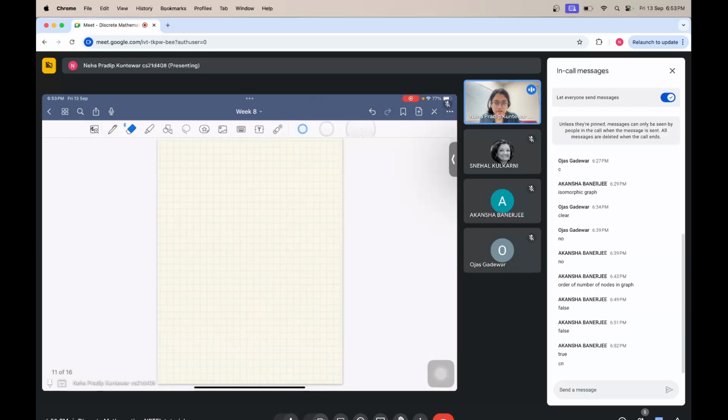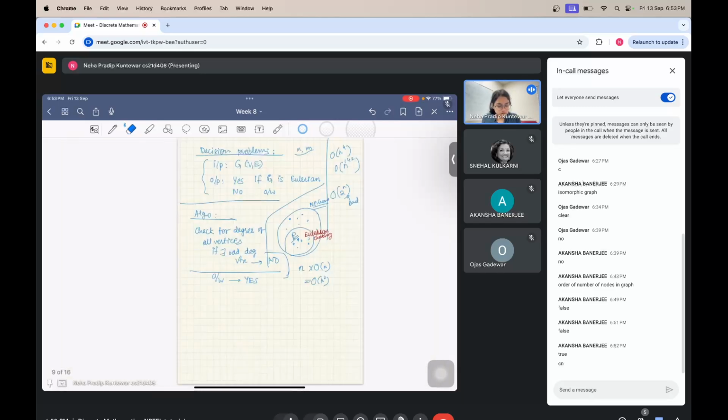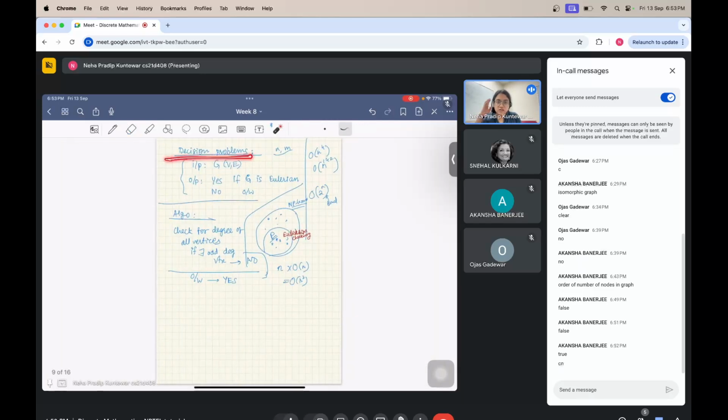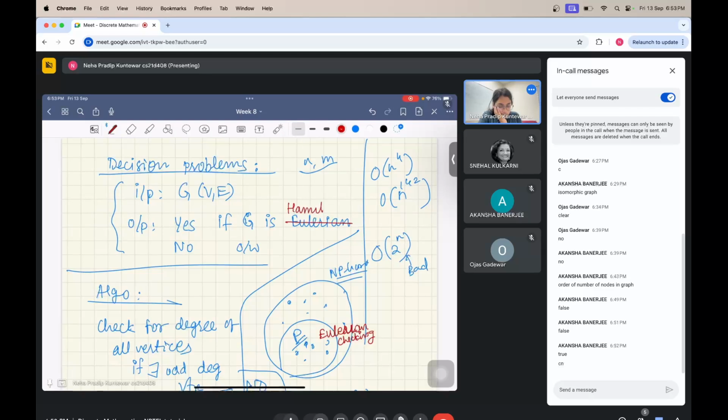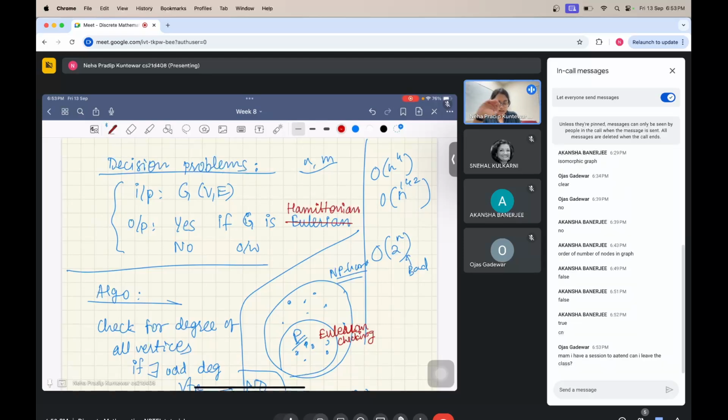So now, just to connect with this discussion that we had, where we defined the decision problem, I'm going to change the problem to, instead of Eulerian, I'll say I'll give you a graph as an input, and you have to check whether the graph is Hamiltonian or not. If yes, then that should be your output. So output is just yes or no. Do you think this problem would be easy?